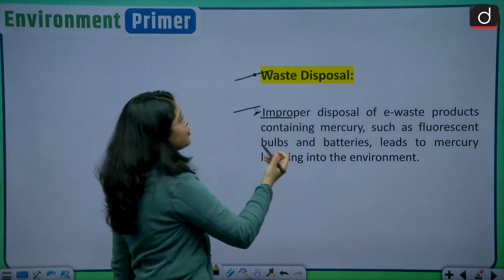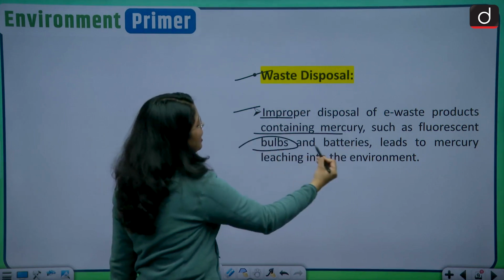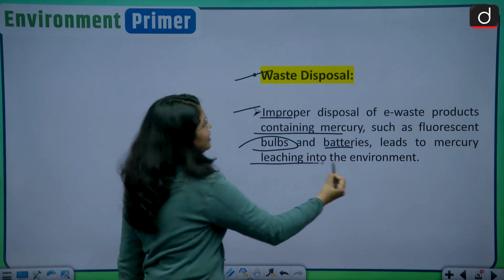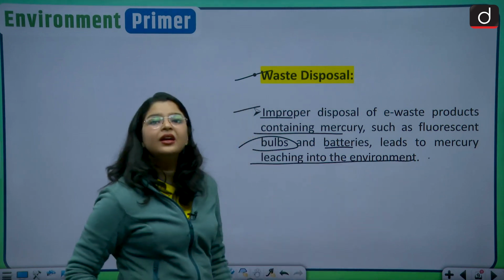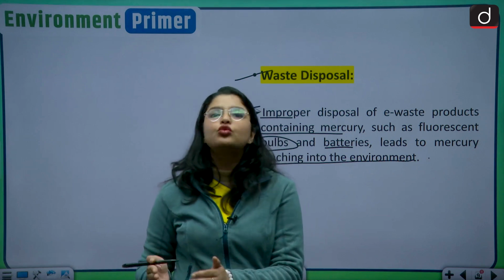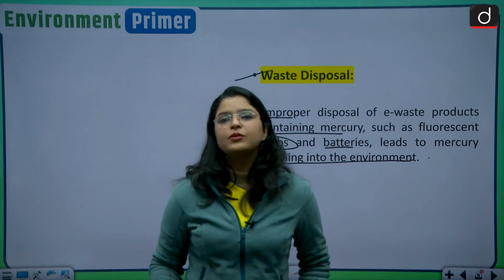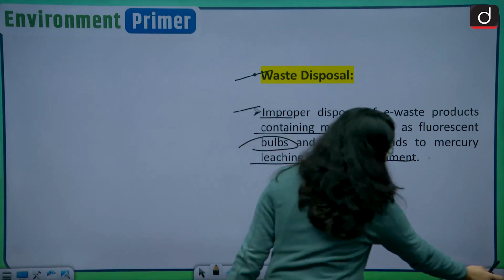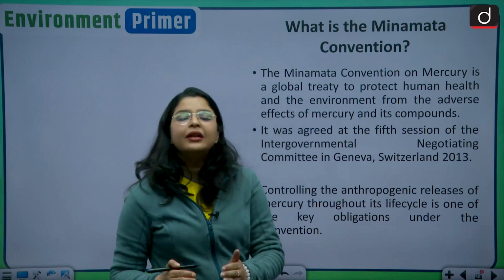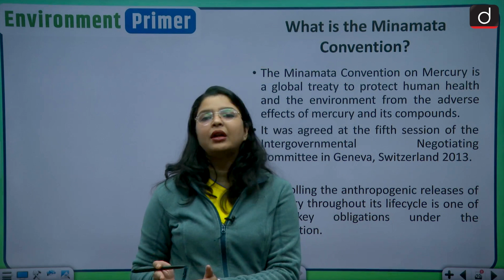So improper disposal of e-waste products containing mercury, such as fluorescent bulbs and batteries, leads to mercury leaching into the environment, and that is why the countries are asking the developing countries to reduce their dependence on these fluorescent tubes and mercury bulbs. Okay, now this brings us to another important point of our today's discussion: what is the Minamata Convention.